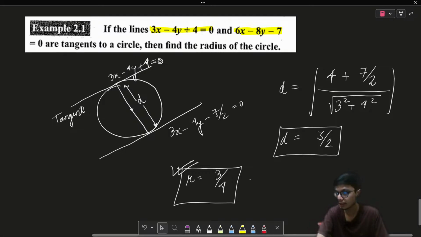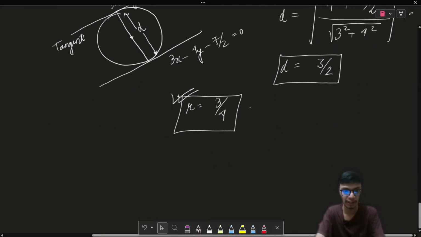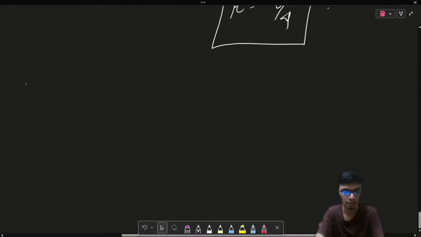Let us try to solve some more problems to understand this topic of circles. Now we are going to use all of the basic properties of circles that we have learned in the previous classes. So using this idea, try to solve this problem.